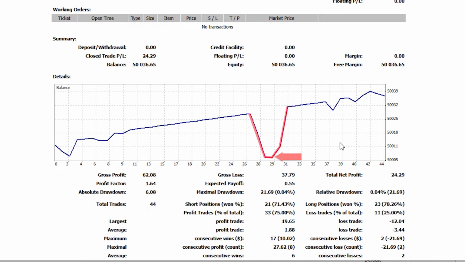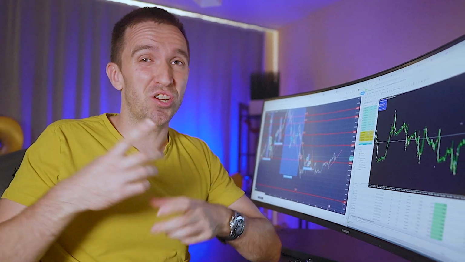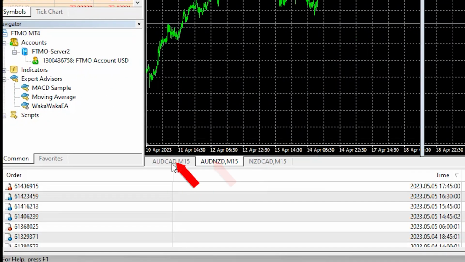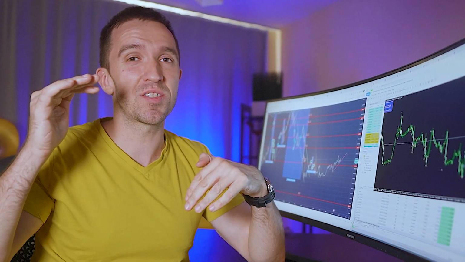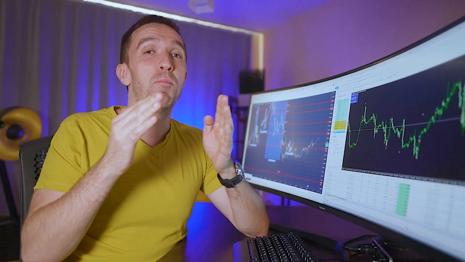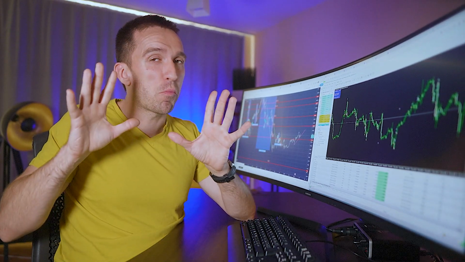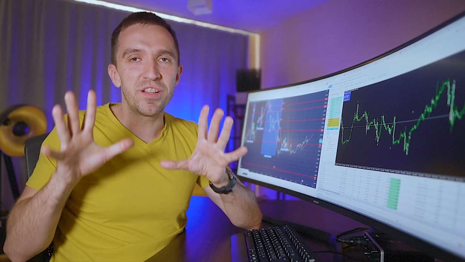If I show you the detailed statement, you can see exactly that we had $21.69 of a relative drawdown, or this is 0.04, and you might say that's nothing, and I would agree with you, but keep in mind that this is euro dollar, and such grid martingale systems are used with the New Zealand CAD, Aussie New Zealand, Aussie Canadian, or these are known as the pullback currency pairs because they tend to move in a range. But when it comes to euro dollar, trading a martingale system, that is really risky, and you have to be very careful with it.